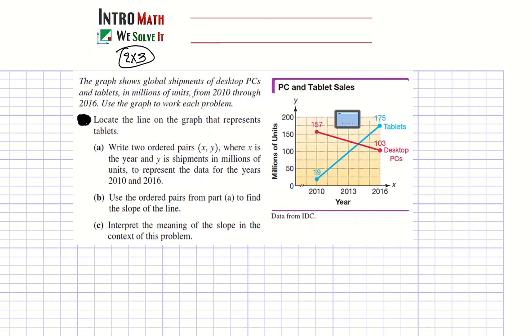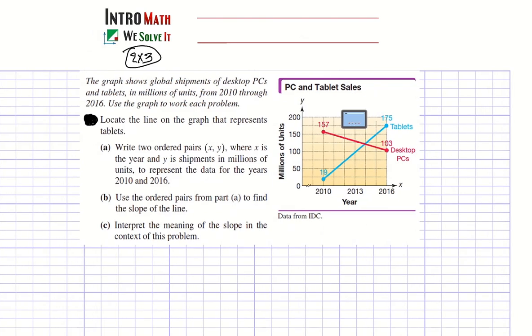Use the graph to work each problem, okay? Locate the line on the graph that represents tablets. I have another problem, the next one, like this. Locate the line on the graph that represents tablets. That's it. Tablets is the yellow. I'm sorry, the blue line. The blue line is tablets, okay?